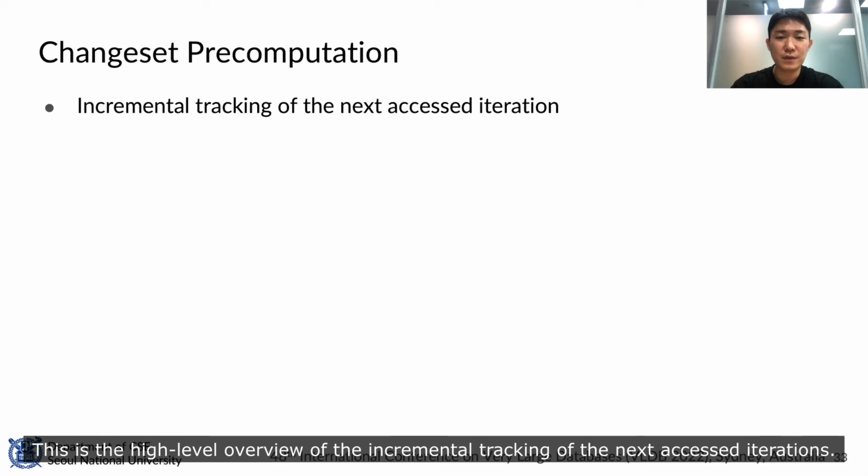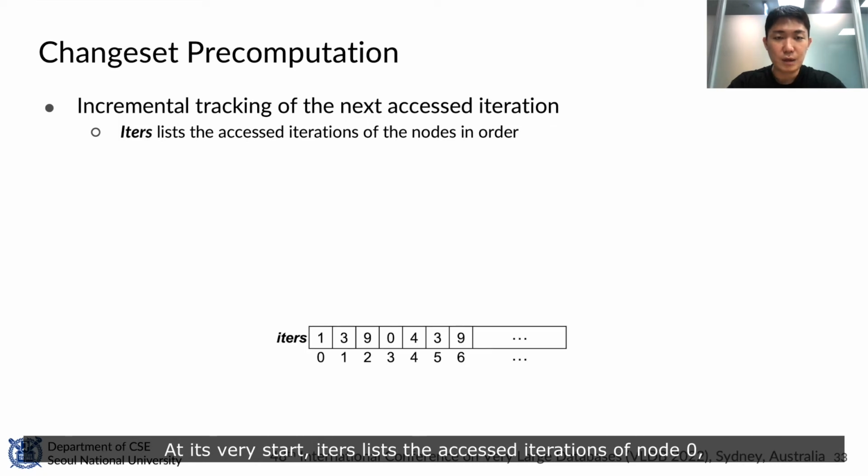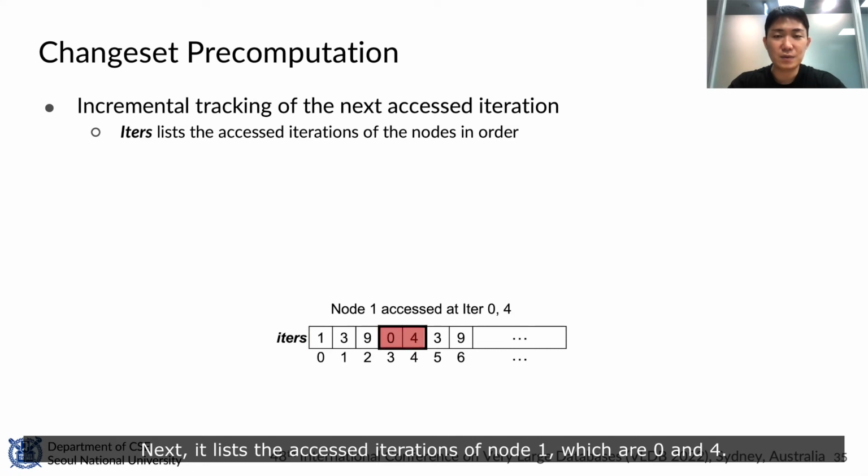This is the high-level overview of the incremental tracking of the next access iterations. As I mentioned, Ginex maintains two data structures. One is called Ind. Ind is the 1D array that lists the access iterations of the nodes in order like this. At its very start, Ind lists the access iterations of node 0, which are iterations 1, 3, 9 in this example. Next, it lists the access iterations of node 1, which are 0 and 4. The same goes for the rest.